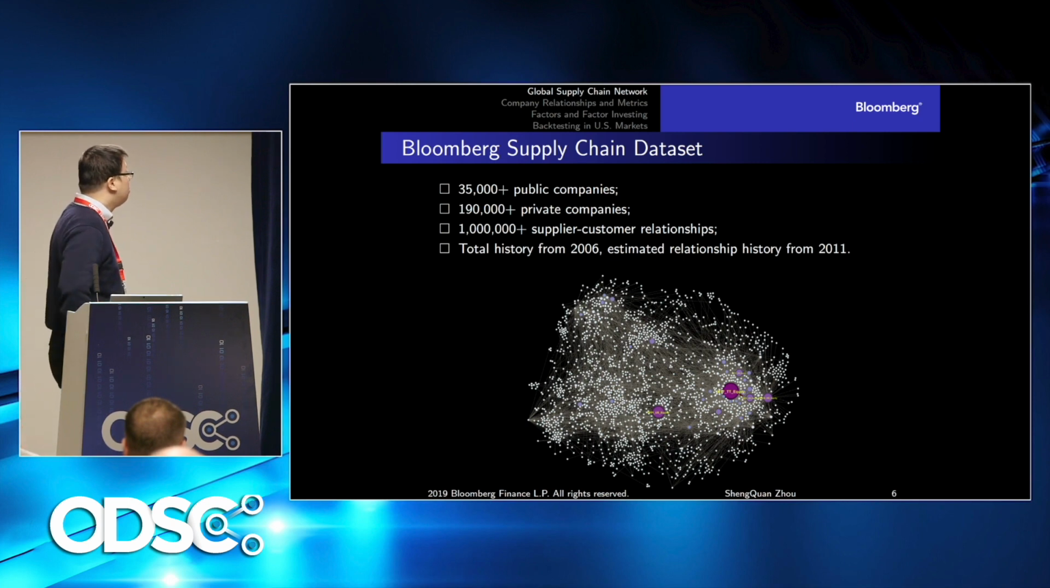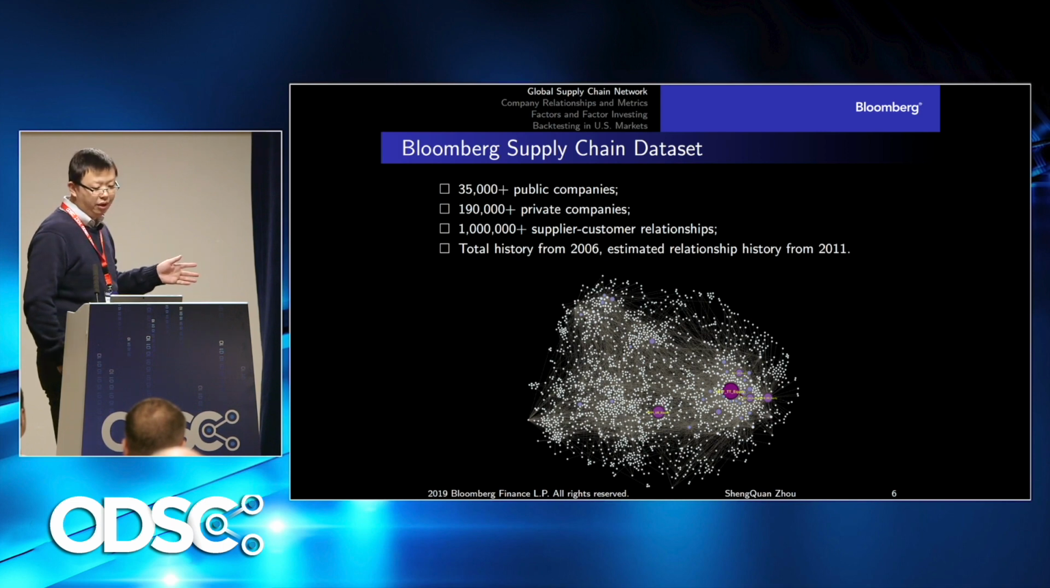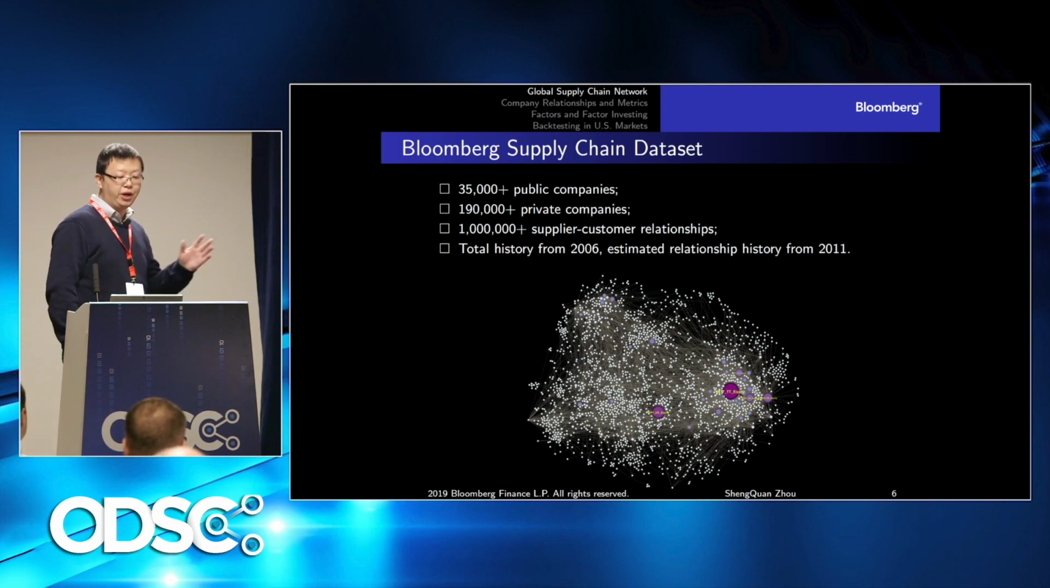The Bloomberg supply chain dataset covers about 35,000 public companies and about 200,000 private companies. If you take all the historical relationships into account, in total there are more than 1 million such relationships on record. We have the relationship history from 2006, and we started estimating relationships from 2011. There is a whole global data group of analysts working on extracting these relationships from financial reports, earnings calls, and various data sources.